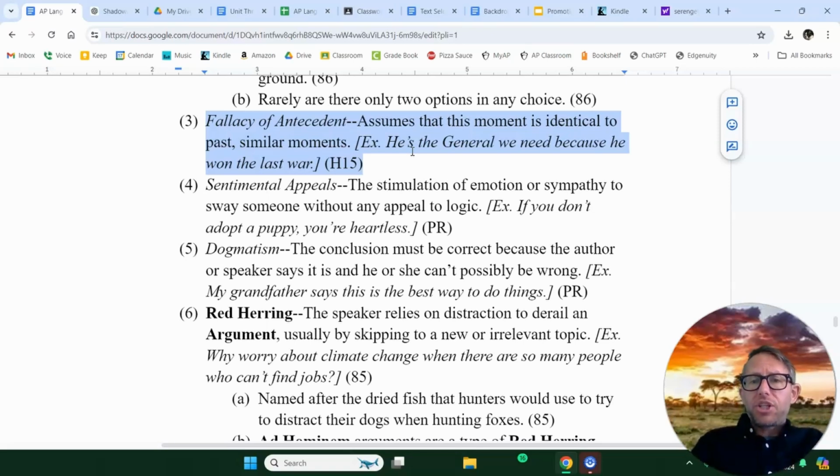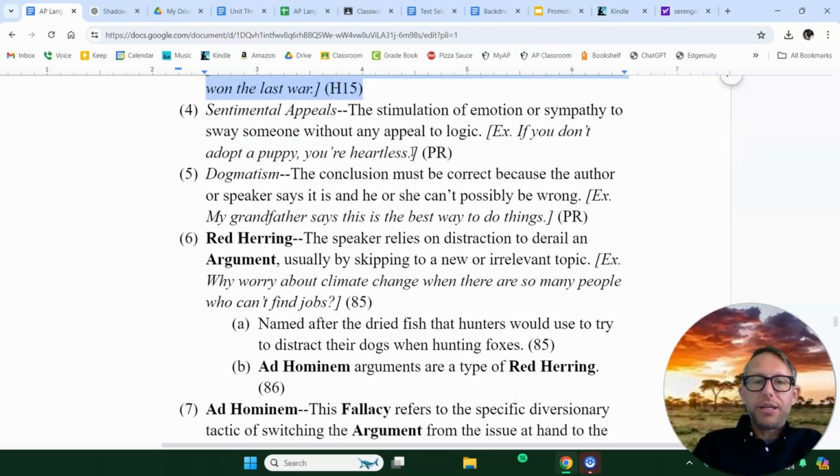So you can't assume that just because somebody did something good in a past situation, they will do an equally good thing in a present situation. There are a lot of questions that you need to answer before you can draw the conclusion that the general who won that war is the same man that we need for this war, okay? The antecedent doesn't match up perfectly. That's what you need to keep in mind.